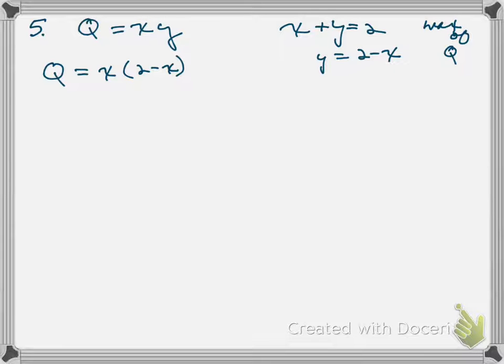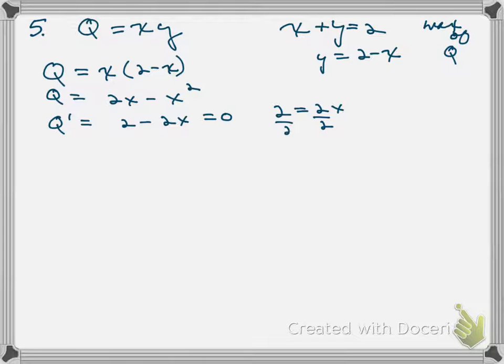Okay, so you could use the product rule to get your first derivative, but because this is a simple problem, I just distributed. If you do that, just do it carefully so that you don't make any simple errors. Okay, so Q equals 2x minus x squared. So therefore Q prime equals 2 minus 2x. Set this equal to 0 to get your critical value, and I have 2 equals 2x, divide by 2, and that gives me x equals 1.